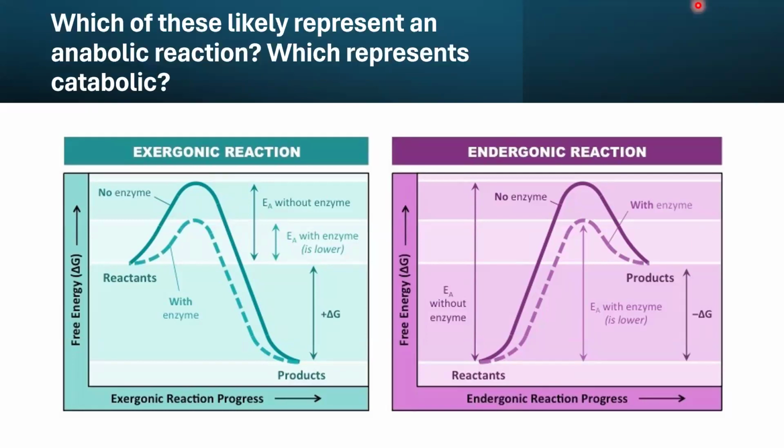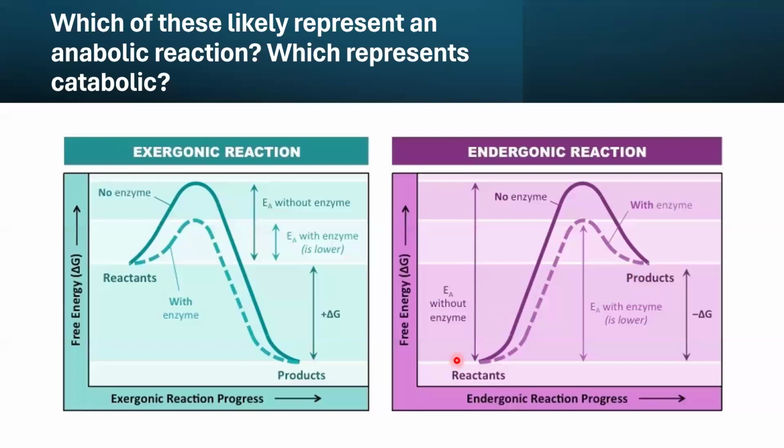Now you can ask yourself this question: which of these likely represents an anabolic reaction, which represents a catabolic reaction? And so if we get a net gain of energy, which we have here, as our product is going to be down here, we have a positive delta G. This is essentially your gain of energy. We have a negative delta G over here. And since this is positive and our reactants start with more energy than our products, then we actually gain the energy in between this space. So that's going to be catabolic.